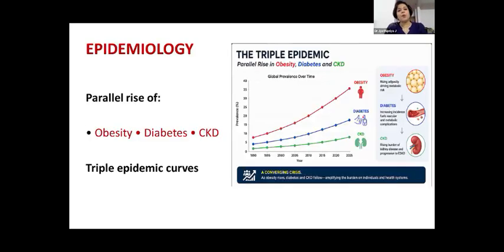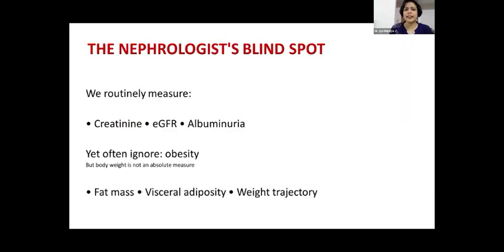Now, if you analyze the epidemiology, there is a significant rise in the prevalence of obesity. In fact, we can see a parallel rise in obesity, diabetes, and CKD, a sort of triple epidemic curve. So as obesity rises, diabetes and CKD follow, their prevalence increases, amplifying the burden on the individual as well as on the health system. Now, as nephrologists, for analyzing kidney health, we routinely measure serum creatinine, eGFR, and albuminuria. We often ignore obesity. This is the nephrologist's blind spot, in fact.